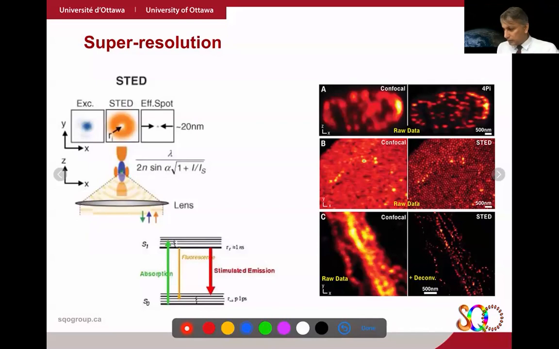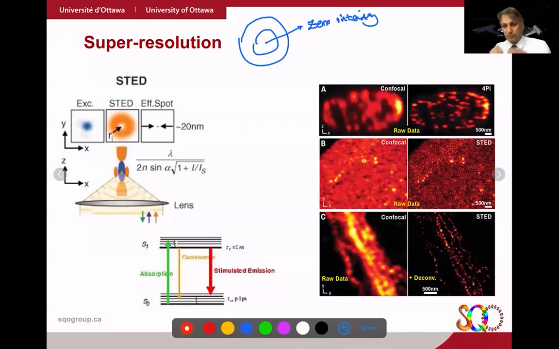So Stefan Hell had a fantastic proposal, and the proposal is based on the size of the singularity. The size of the singularity for the donut beam, where the zero intensity or null intensity is located, is essentially a mathematical point, so essentially zero. In practice, it depends on how good your spiral phase plate or your hologram is, and other factors. So he uses this approach, and he had what we call depletion in the beam. He has an excitation field, and he has another beam, which we call the STED beam. When you superimpose them together, they are pulsed lasers, essentially.